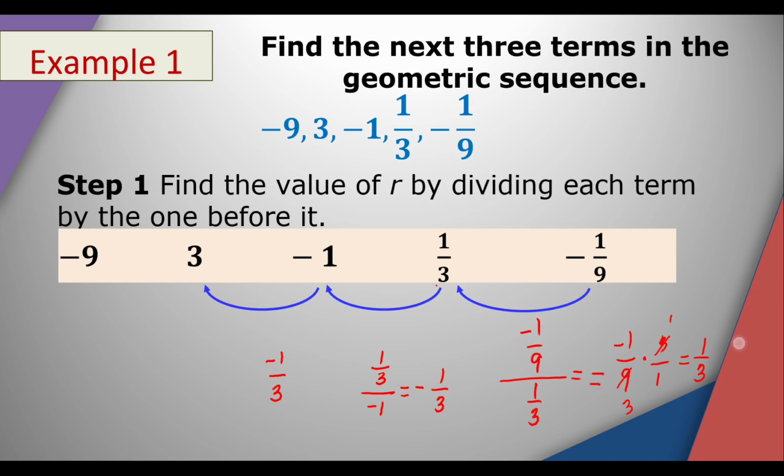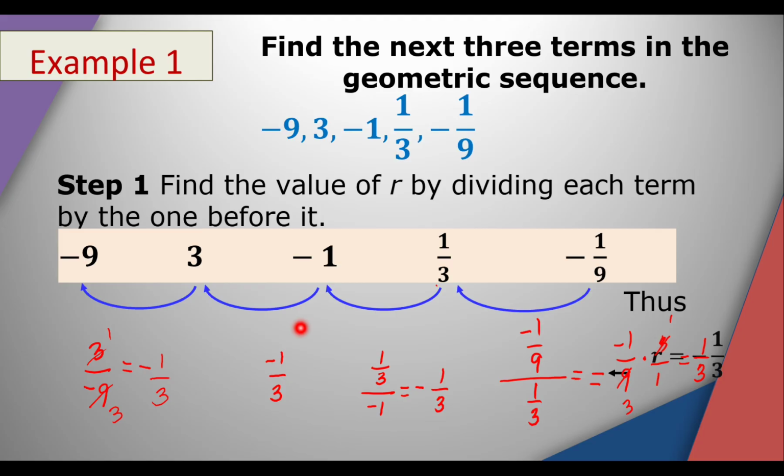Likewise, we check for the last. 3 divided by negative 9. So again, positive divided by negative is negative. And 3 is divisible by 3. 9 is also divisible by 3. So 3 divided by 3 is 1. 9 divided by 3 is 3. So similarly we still get negative 1/3. So we can now make the conclusion that thus the common ratio is equivalent to negative 1/3.